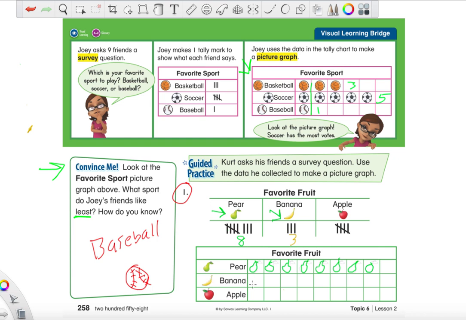Now you can just kind of make it look like a moon. So 1 nanner, 2 nanners, and 3 nanners. See, it's nothing special. So we have 3 tally marks, so we have 3 pictures. 1, 2, 3. And next we have apples. Apples, right there. Go ahead and create your picture graph for the apples.